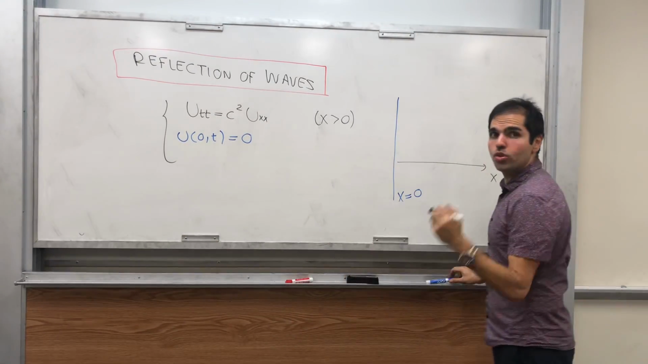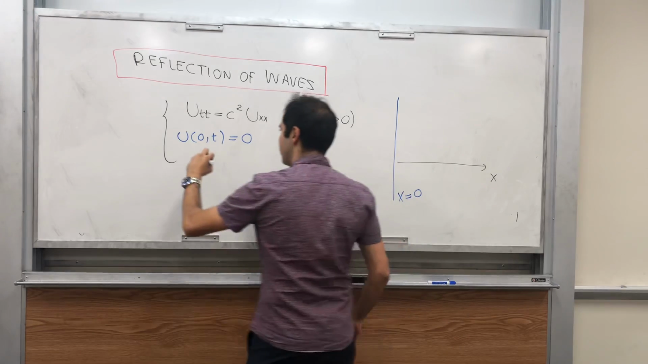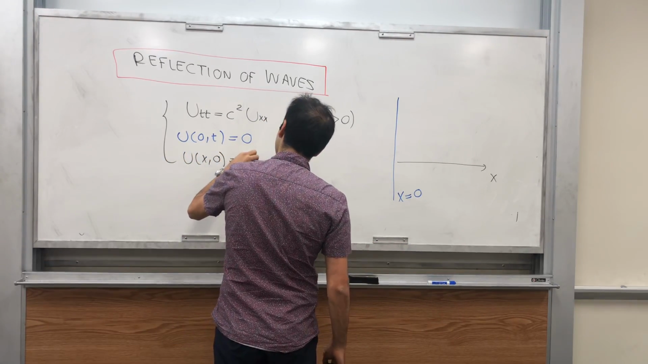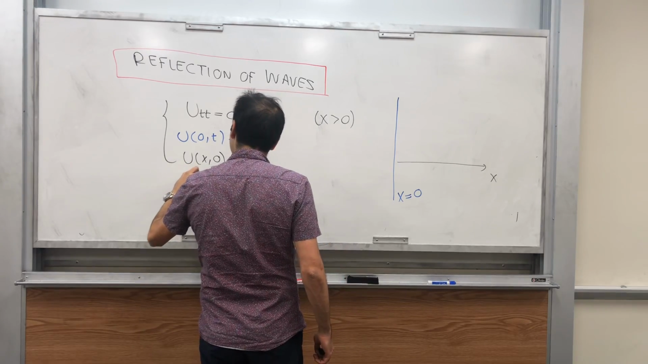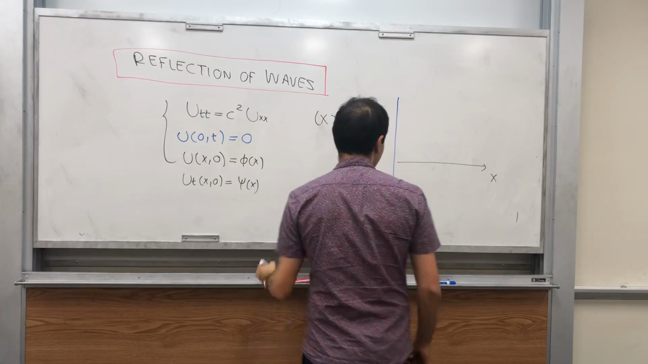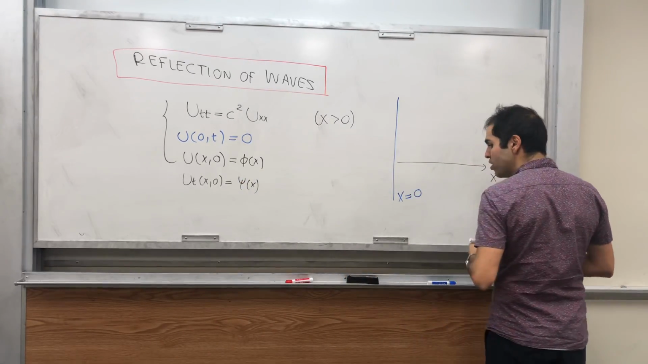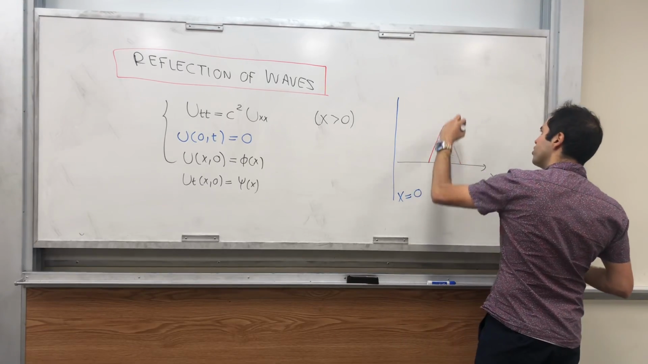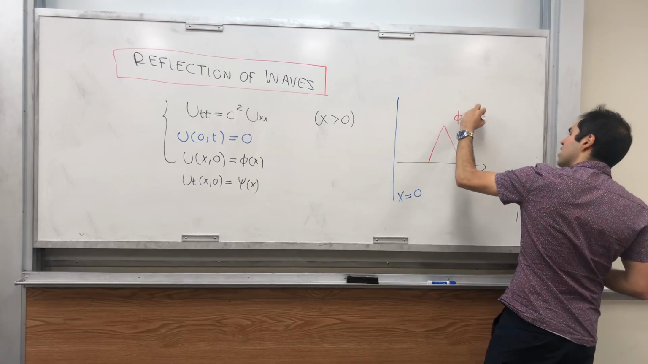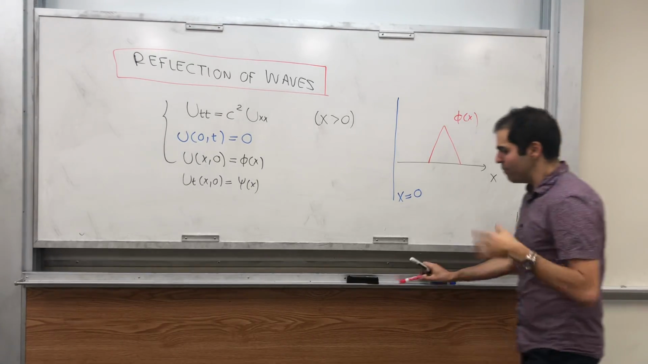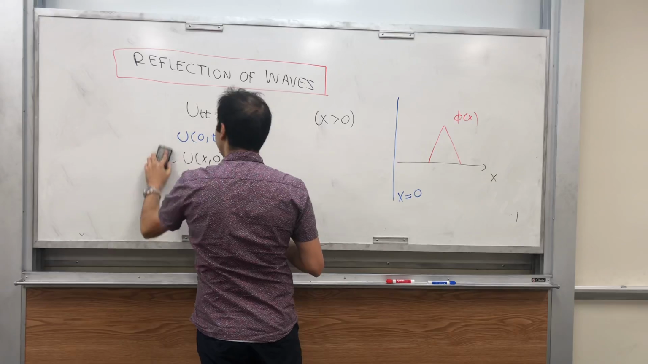And our usual initial position and velocity: u(x,0) = φ(x), and u_t(x,0) = ψ(x). So again, you have the wave with initial position φ and initial velocity ψ, and you want to figure out what happens. Before we do that, let's predict the behavior.